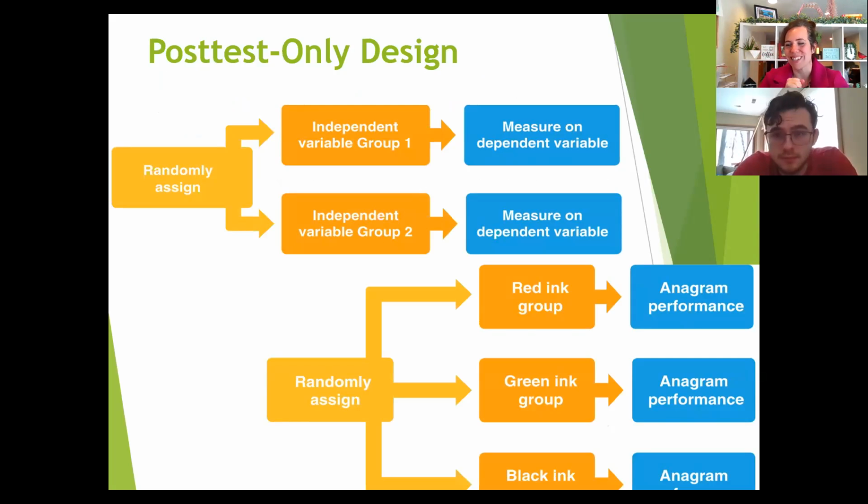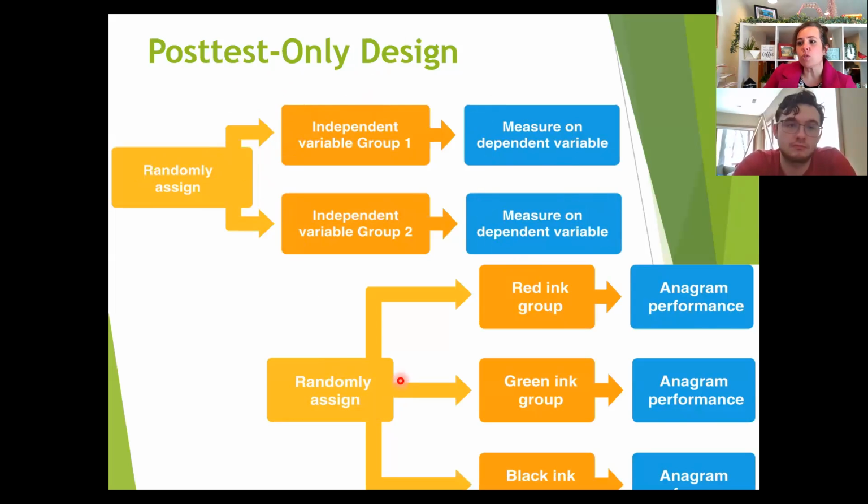Now we're going to talk about post-test only. In a post-test design, you are randomly assigning your participant to be in one of two groups. So you can have independent variable group 1, and then you measure that dependent variable. And same here, you're in group 2, and you measure the dependent variable, okay? So the random assignment happens here. They then belong to one or the other group and you do your measurement on your dependent variable. That is a post-test only design. You only measure it once, okay?